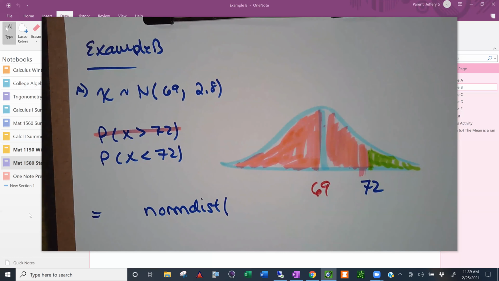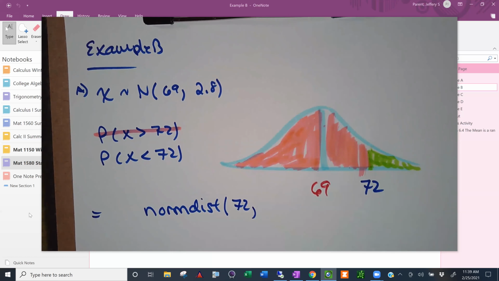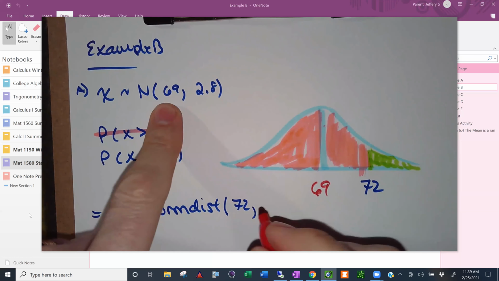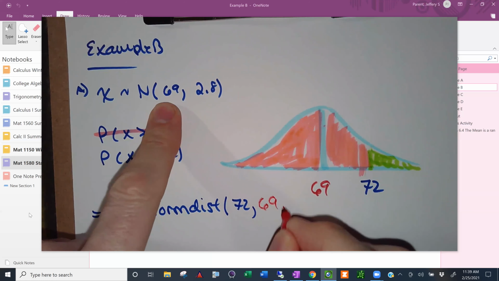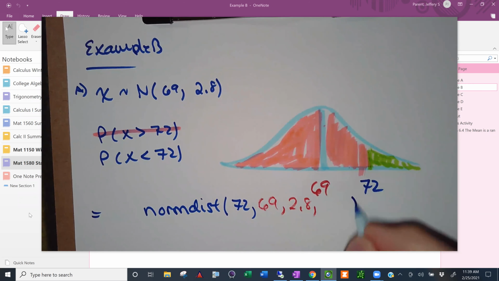So let's figure out what this command is going to be to find that area. Well, I'd want the 72 here, and then the mean and standard deviation, 69 and 2.8. And then what always follows it with this command? True. Good.